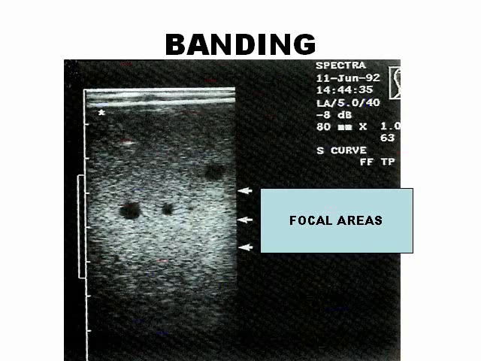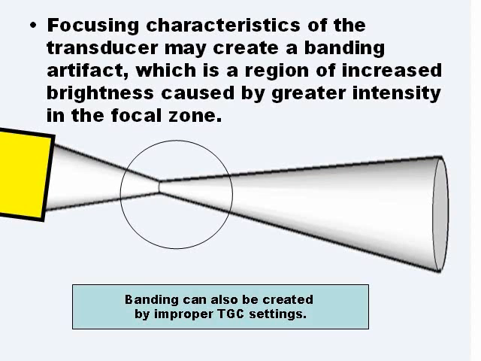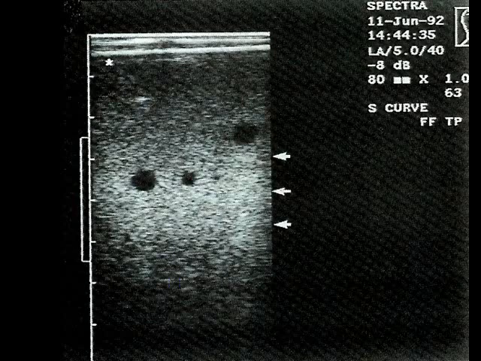Banding is sometimes produced because in the focal area there is more intensity and echoes are produced with more amplitude. The focusing characteristics of the transducer may create a banding artifact because there is more intensity in the focal area. But remember that banding can also be produced by improper TGC settings. This is one example of banding.